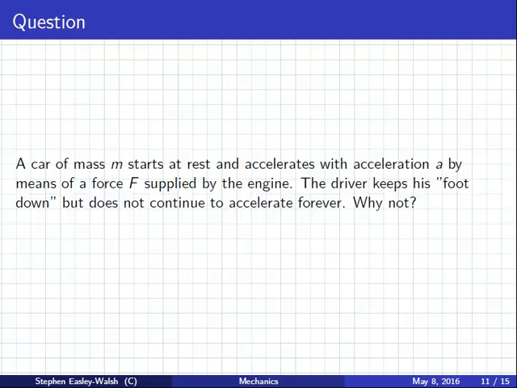A car starts at rest and accelerates by a force from the engine. The driver keeps his foot down, but the car does not accelerate forever. Why not? Because the drag will cancel the force. So we did this one already.